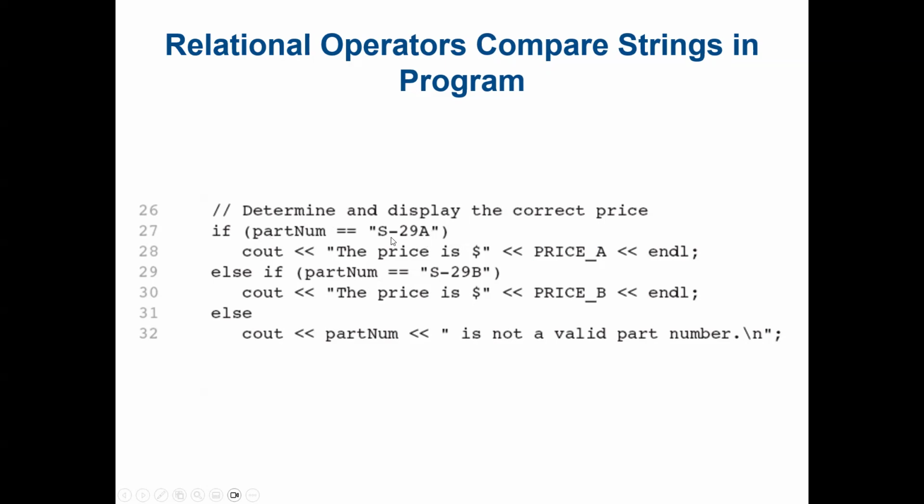So here we have, we're trying to compare part number is equal to this. If it's equal to this, then it will give us the price. Else, if part number is S-29B, then it will give me this price. Else, part is not a valid part number.